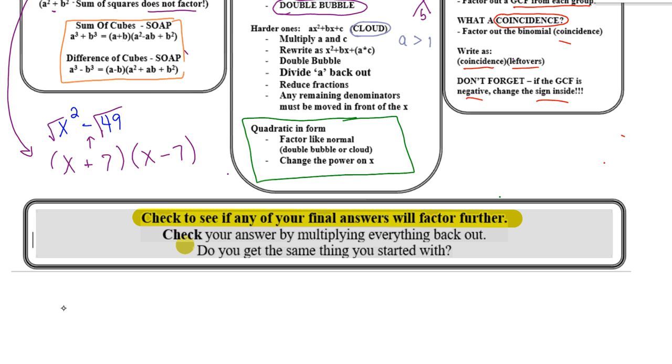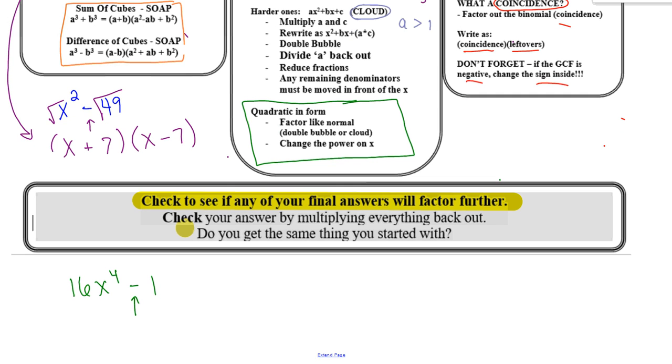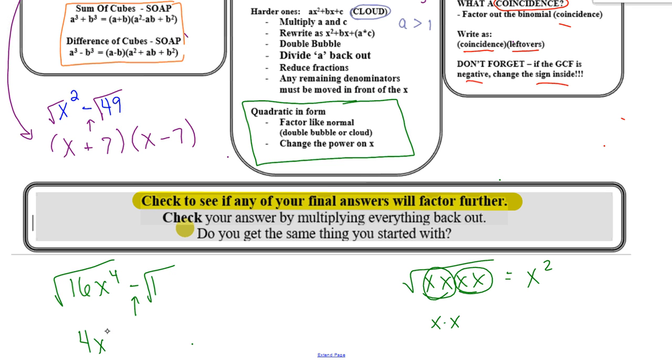We had some that were, let's say, 16x to the 4th minus 1. That was a minus here, so we were able to square root both sides. Square root of 16 was 4. Square root of x to the 4th, if you think about that, that's 4 x's. Pair homies there, pair homies there. So this equals x squared. So we had 4x squared and a 1. The twins, but they don't match because one's plus and one's minus.